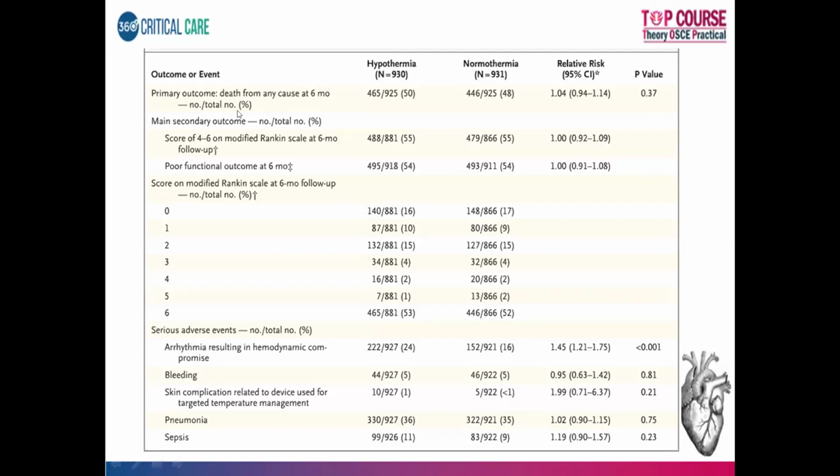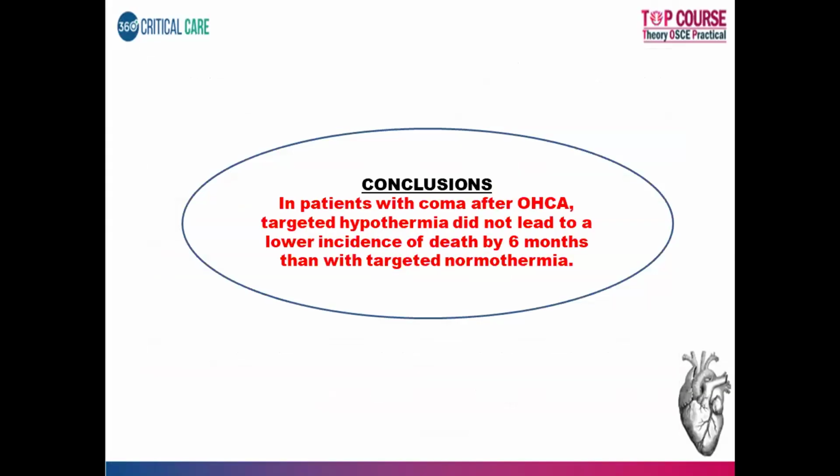Whereas when you come to the secondary outcomes also, there is not much significance. But when you come to the serious adverse events, like arrhythmias which result in hemodynamic compromise, it was much higher in the hypothermia group, around 222 people, versus 152 people here. So it is very much statistically significant. And that was actually the cause of death in these patients. Okay, so the TTM2 trial told that there is not much significance and it is better to avoid. So what did they conclude? In patients with coma after OHCA, targeted hypothermia did not lead to a lower incidence of death by 6 months than targeted normothermia.